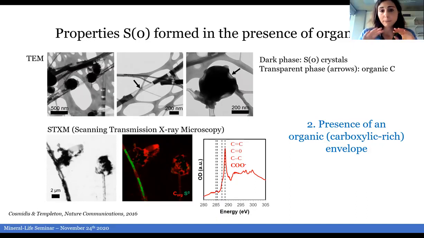And we can see that encapsulating this dark phase, this sulfur, you have a more electron transparent phase, which is shown by arrows. And we can use another microscopy technique called STXM, many of you are familiar with, to get some chemical information about this more transparent phase. And we could determine that it's an organic polymer. We can even get some spectroscopic information that tells us that it has a complex organic composition and it's dominated by a carboxylic group. So that's the second property of organomineralized sulfur. It's contained within a carboxylic-rich envelope.